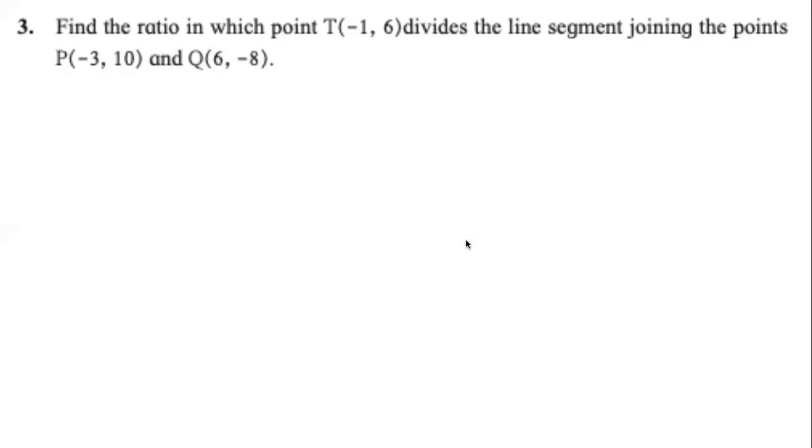Question number 3 of practice set 5.2. Conceptually exactly same as example number 3. It says find the ratio in which the point T(-1, 6) divides the line segment joining the points P(-3, 10) and Q(6, -8). Solve it in your notebooks. And for a change, let's use the y wala formula and see if we are able to do the same trick.